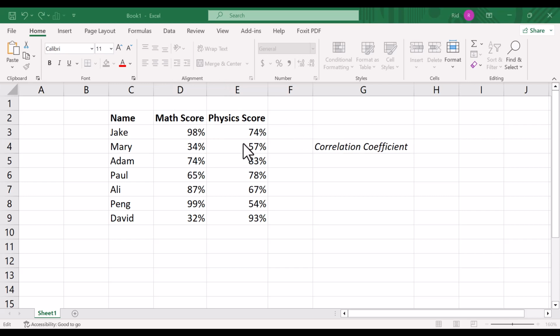Hi everyone, in this video I'm going to be showing you how you can calculate the correlation coefficient in Excel. So first of all, we need to understand the concept of correlation and what it means. Correlation is actually the relationship between two numerical variables.